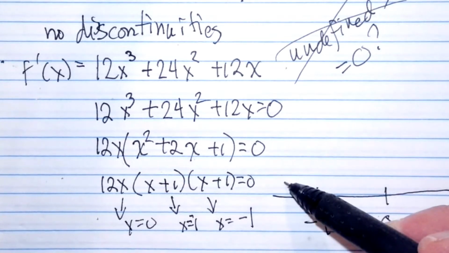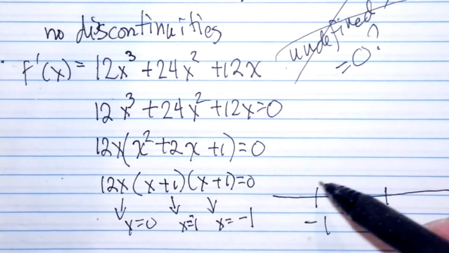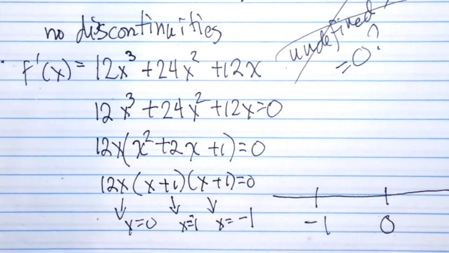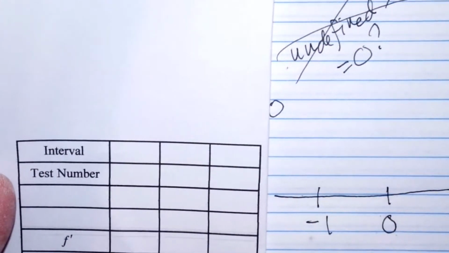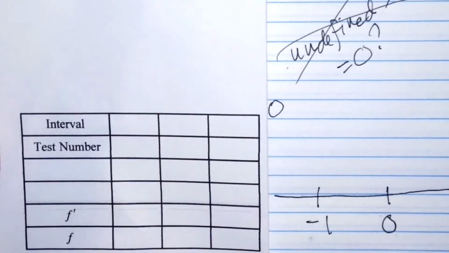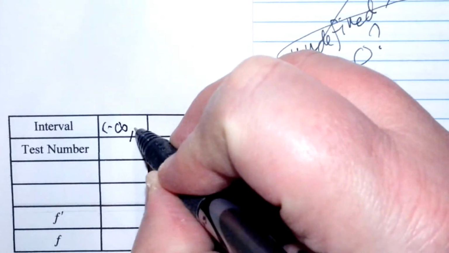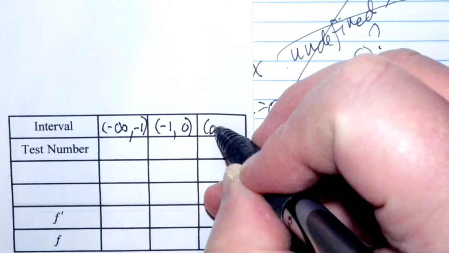So if we figure out that it's increasing somewhere over here, then it's going to be increasing on that entire interval, or if we find out that it's decreasing somewhere in this interval, then it's going to be decreasing on that entire interval. So what we need to do is choose a test number. Now I've got a table set up that organizes the data, and I think I'm going to use that. So we've got 3 intervals. We've got from negative infinity to negative 1, from negative 1 to 0, and then from 0 to infinity.